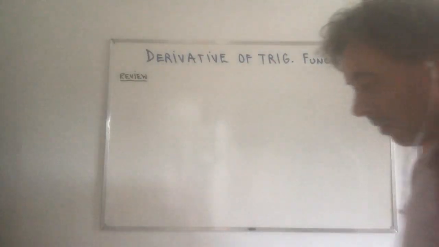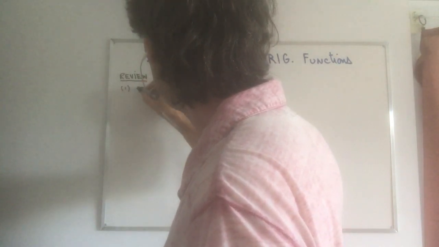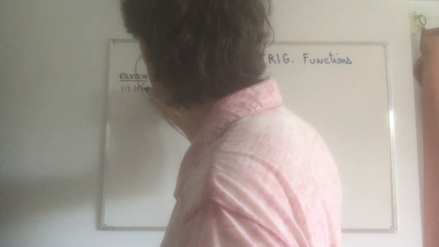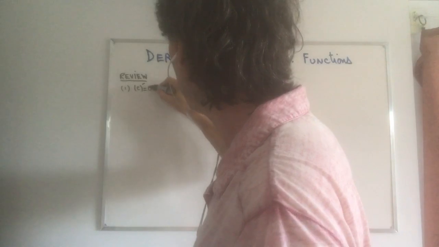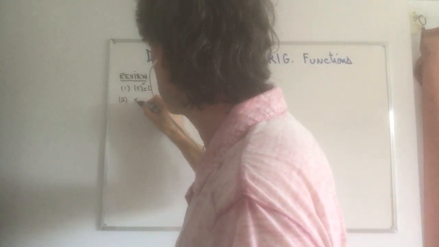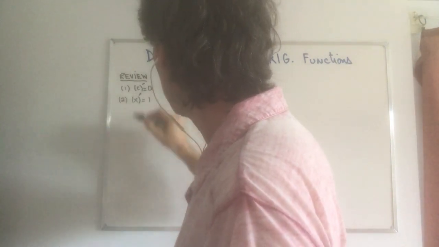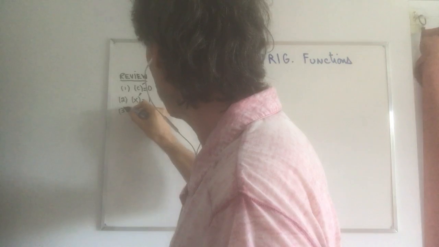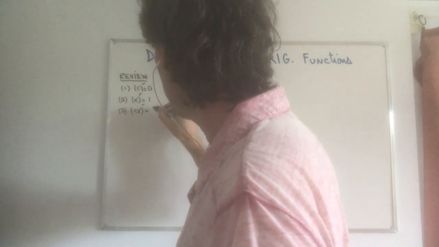Okay, so what do we know? Rule 1, the derivative of a constant is, what's the derivative of a constant? I guess we're starting to know this by now since we've watched the other videos. It is 0. The derivative of x, I guess we know this one as well, so it's 1. If we combine them together, the derivative of c times x is c.